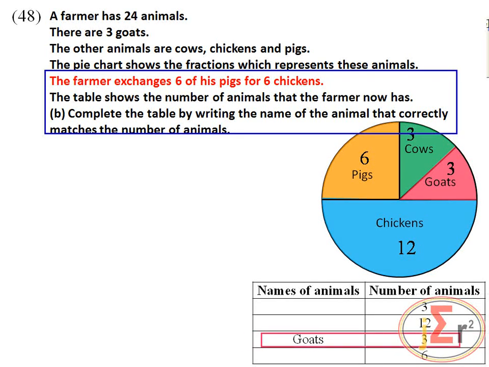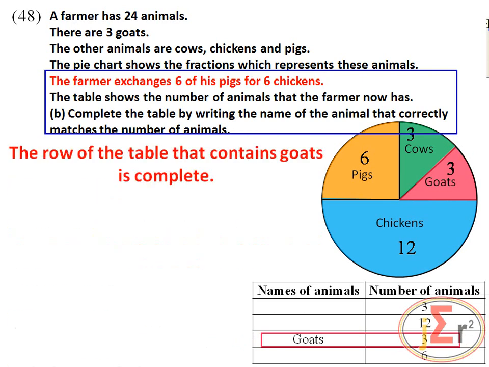How many goats do we have? 3. How many do we have in the pie? 3. We are correct. The row of the table that contains goats is complete. There's nothing to do. And it is correct. 3.